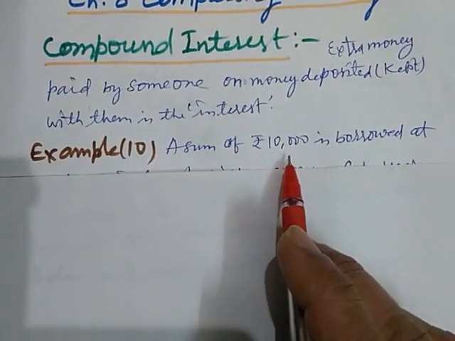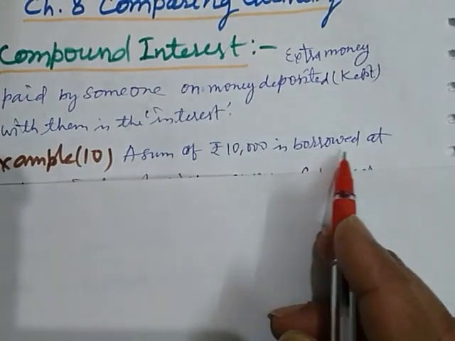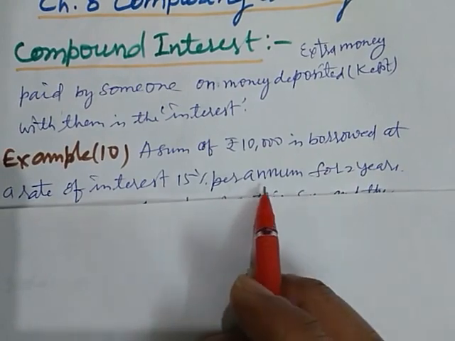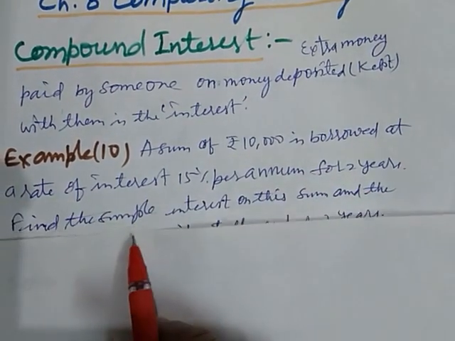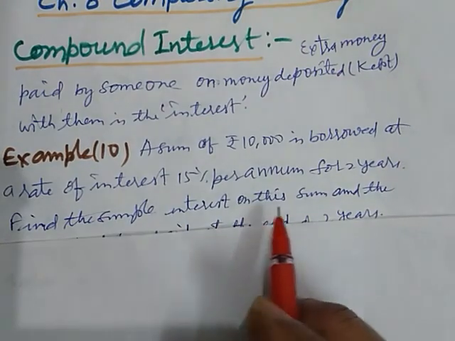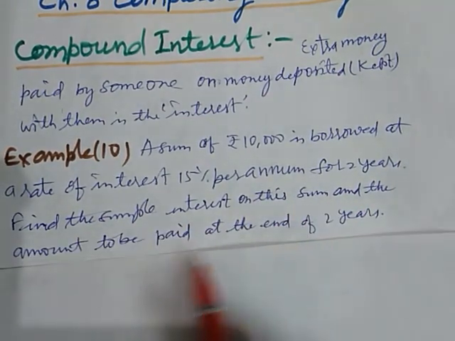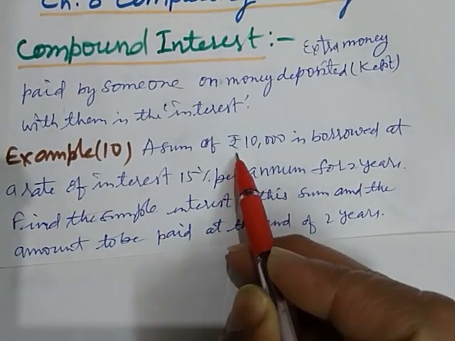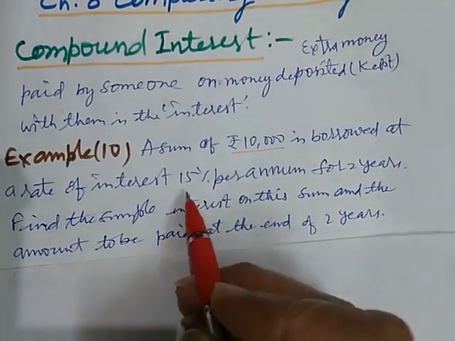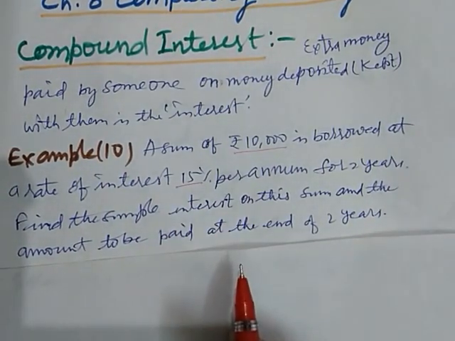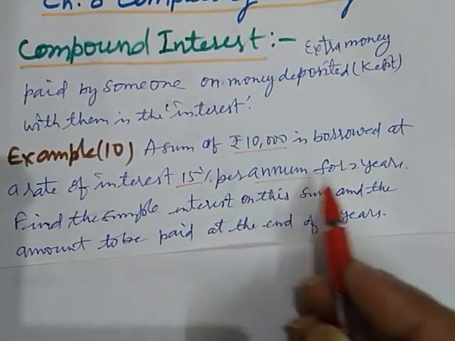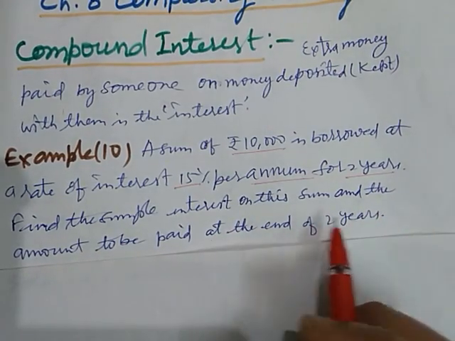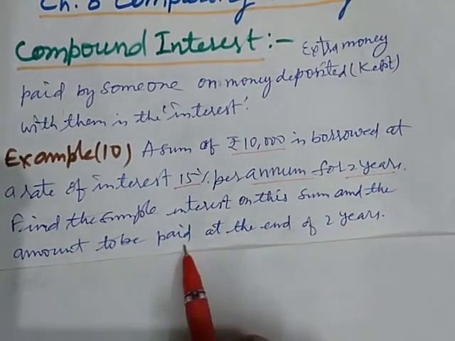A sum of rupees 10,000 is borrowed at a rate of interest 15% per annum for 2 years. Find the simple interest on this sum and the amount to be paid at the end of 2 years. Here the initial amount is rupees 10,000 and the interest rate is 15% per annum, means annually. The period is 2 years, and we have to find the amount to be paid at the end of 2 years.